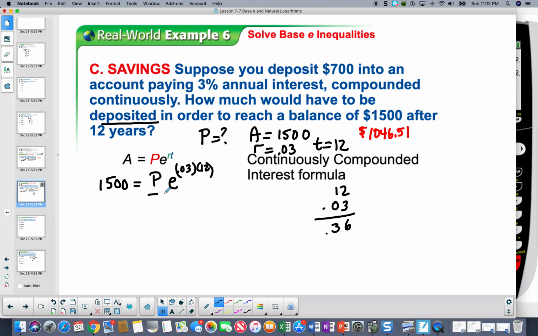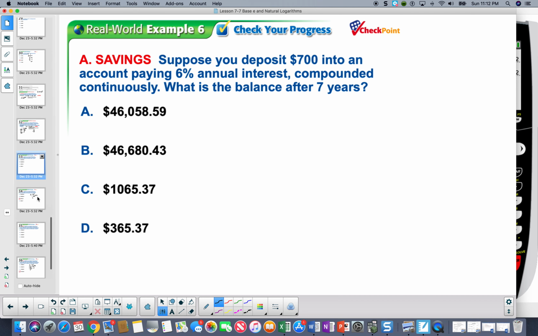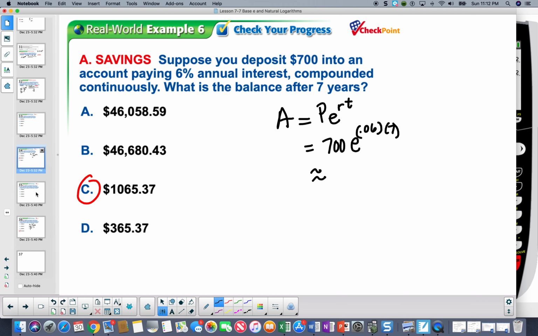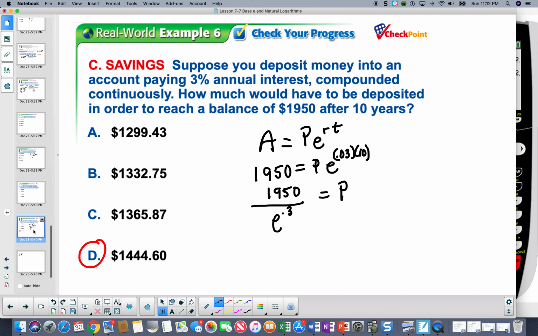So I'm going to divide by e to the 0.36, divide by e to the 0.36. I'm going to reduce, and then go ahead and put that in your calculator, and you should get this amount right here, which is how much you have to put in order to get 1,500 out. So this number should be smaller than the 1,500. Pause. Here's the answer.